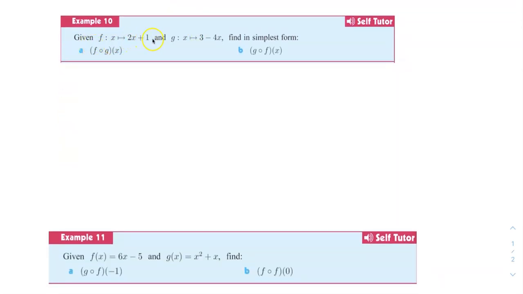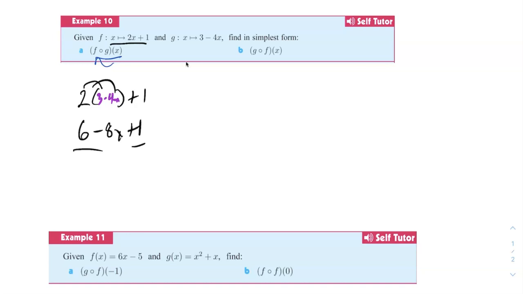Given the function f of x equals 2x plus 1 and the function g of x equals 3 minus 4x, find, in simplest form, f of g of x. So again, we're going to plug g into f. I prefer to write out what f is. So f is 2 times something plus 1. And we're going to plug g into it. So what is g? g is 3 minus 4x. So 2 times (3 minus 4x) plus 1. Then we just have to simplify this. Distribute, so 6 minus 8x plus 1. Add like terms, and you get 7 minus 8x equals f of g of x.